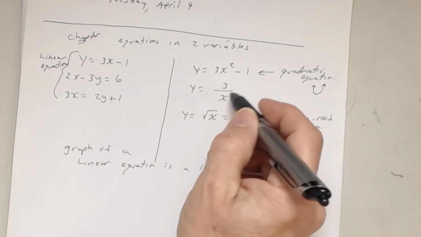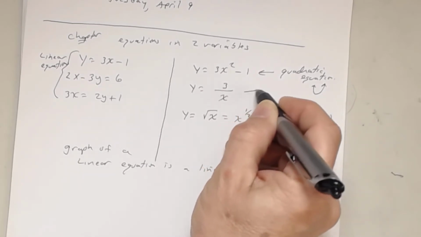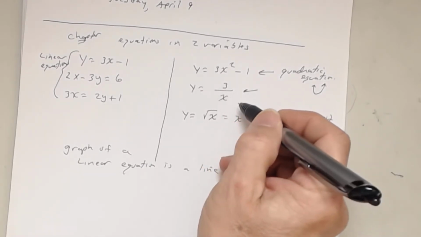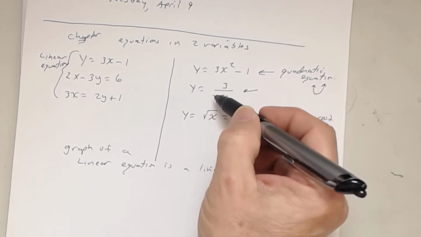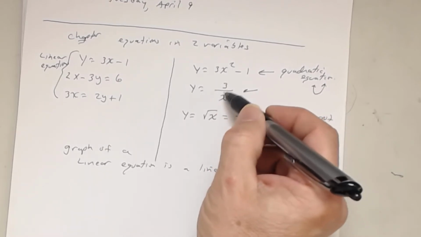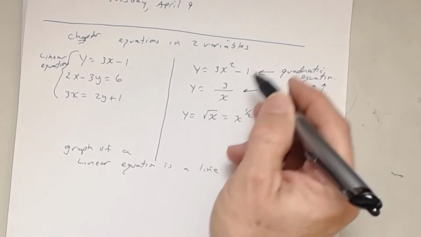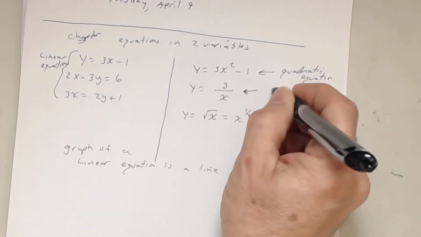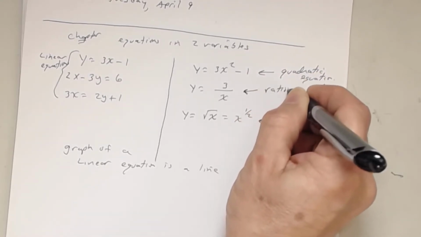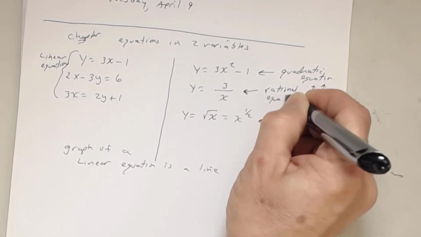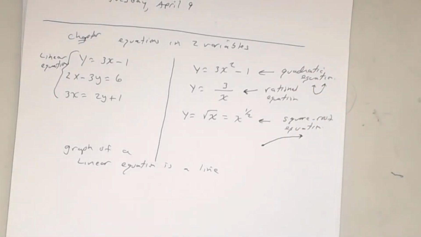Now this one here would be college algebra. Next semester you're going to talk about this kind of equation, but you're not going to graph them. You're going to graph this in college algebra. This is called a rational equation. And you may say, well, 3 divided by x does have an exponent of 1, but where's that variable located? In the denominator. It cannot be located in the denominator. Okay?